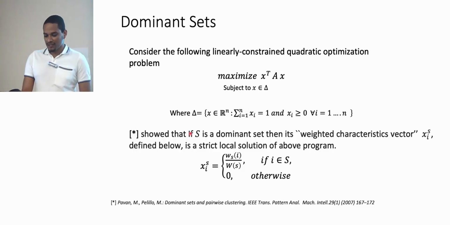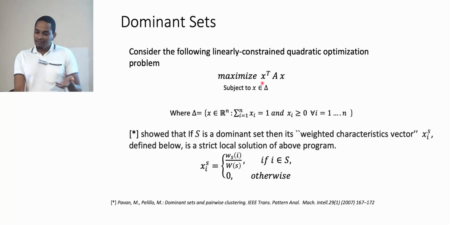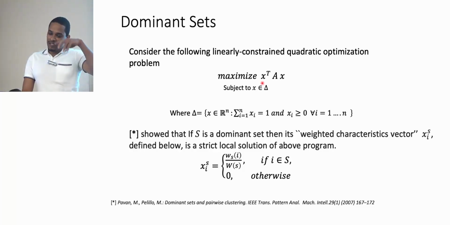The one-to-one correspondence says as follows. If you give me a set S said to be a dominant set from the bigger graph, and I compute the weighted characteristic vector using that set S in this formula, the resulting x will be a strict local optimizer of this objective function x transpose Ax under the standard simplex. The other way around, if you give me an x, which is a strict local optimizer of this objective function x transpose Ax under the standard simplex, then if I take the support, which is the indices of the positive components of x, it gives me the indices in the bigger graph which form a dominant set.